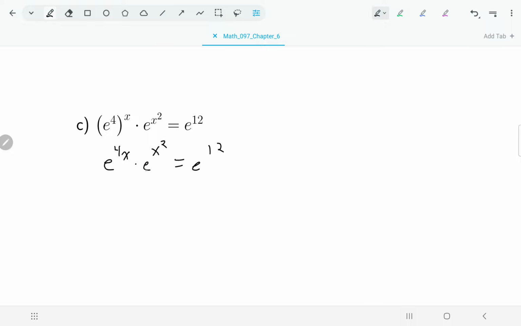And I know that if I have two exponential functions with the same base being multiplied together, that I would be adding the exponents. So to combine these two factors together, I would get e to the power of 4x plus x squared.